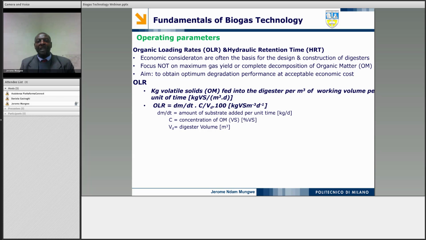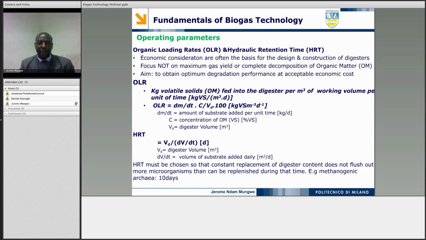So the organic loading rate simply is an indication of how much decomposable organic solids, which we call volatile solids, are introduced into the digester per digester volume per unit time. The second parameter is the hydraulic retention time, which is simply a ratio of the digester volume to the amount of feedstock that we introduce into the digester.